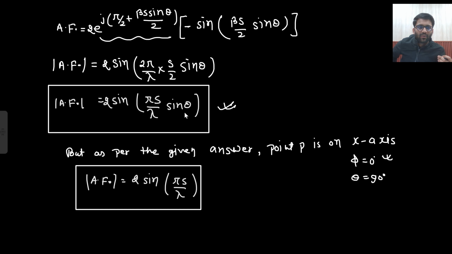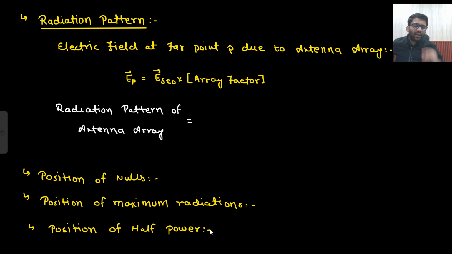So yeah, that's it about our 2-element antenna array. Next, we need to see the radiation pattern, that is, how we draw the radiation pattern. Here we have found the electric field maxima, minima, all those points. Now we will see the radiation pattern. This is also a very important topic, so we are going to cover it in the next lecture.